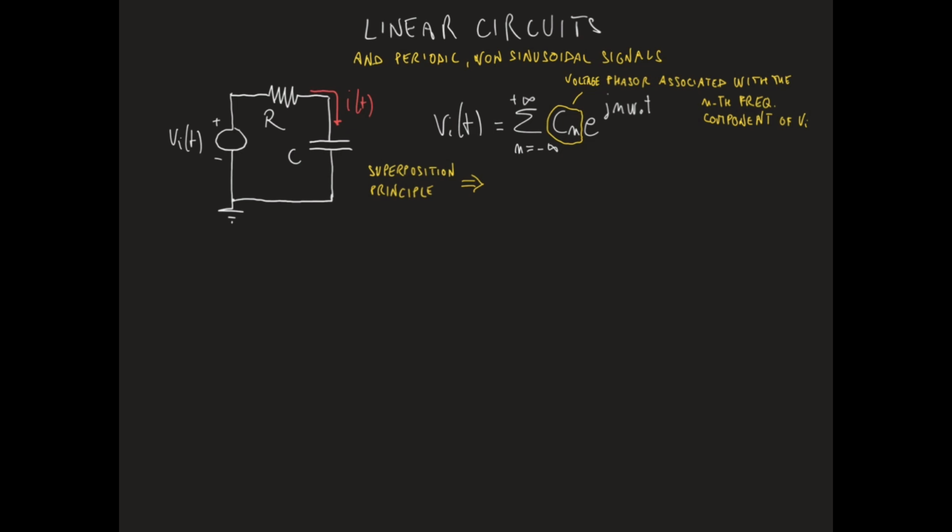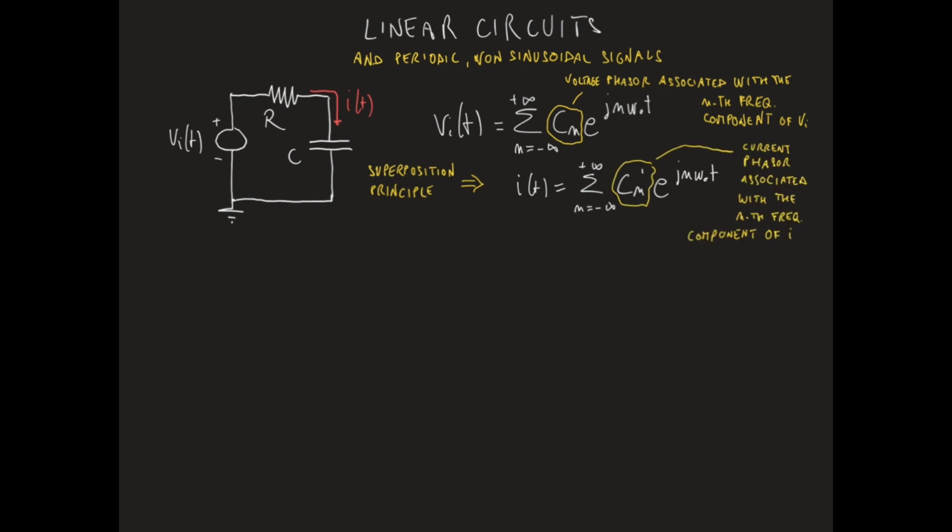In particular, I of t will be a periodic signal with the same period as the input signal. The current I as a function of t can therefore be written in the form I of t equal to the sum for n going from minus infinity to plus infinity of Cn prime e to the j n omega 0 t. I of t includes the same frequency components as the input signal. This is what we expect from the application of the superposition principle. Cn prime is the phasor associated with the nth frequency component of I of t.